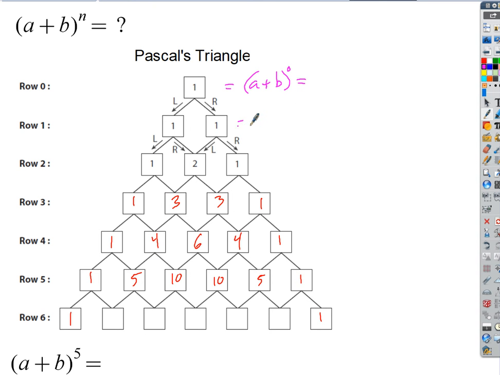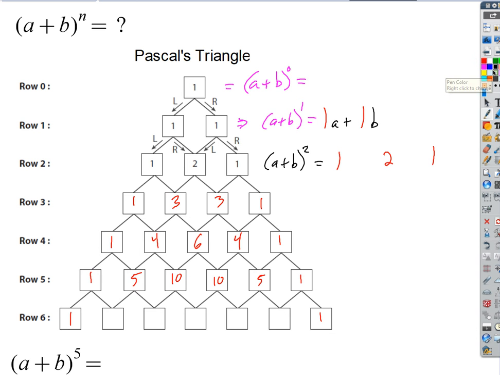This is telling us that a plus b to the 1 equals 1a plus 1b. Big deal. We know that too, right? Here's where it starts to get a little more meaningful. This is telling us here that a plus b squared equals, the coefficients are going to be 1, 2, and 1.